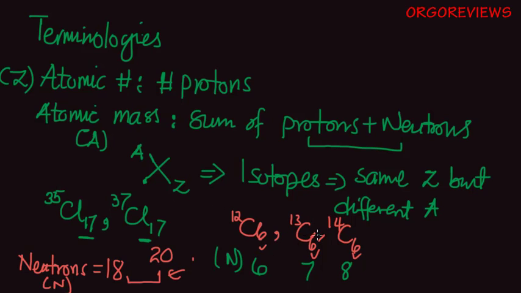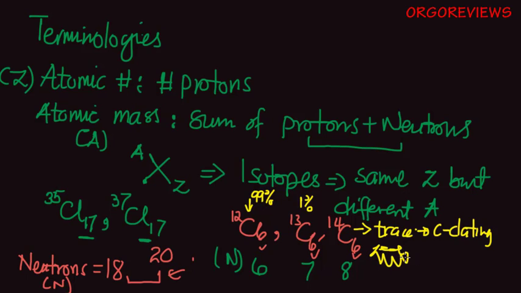Now, in relative terms, these atoms are present in different concentrations, or I should say different amounts. So, for instance, carbon 12 is present in about 99% in nature. Carbon 13 is about 1% in nature, and carbon 14 is just present as trace amounts. And therefore, this is what is used for carbon dating. One of the reasons is that it is radioactive, so it's able to emit some radiations, and that is why it's used for carbon dating.